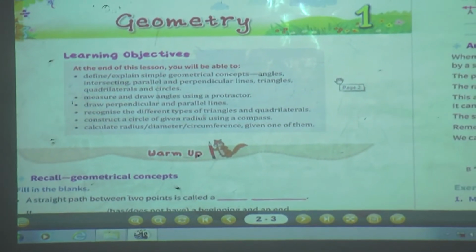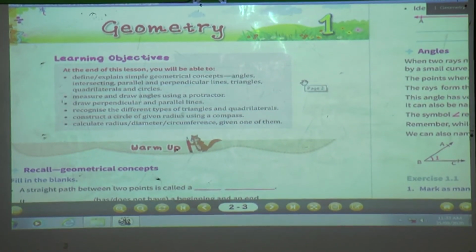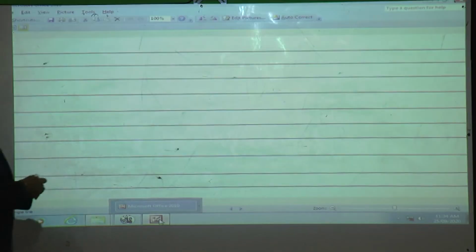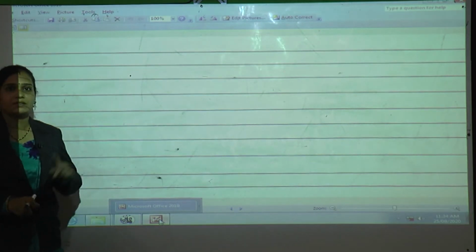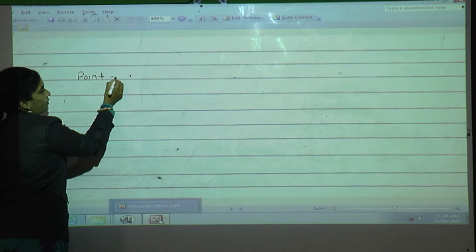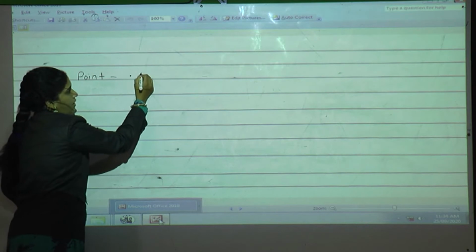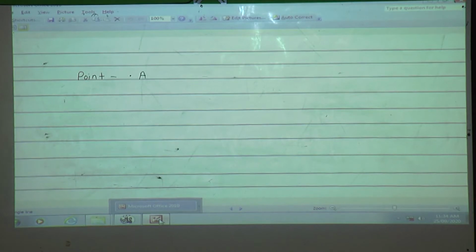In the previous standard you have already studied some geometrical figures such as point, ray, line segment. So students, we will take one recall. Tell me, what is this? Yes, this is a point. It should be denoted by a capital letter, such as point A. A small dot made with a sharp pencil gives you a point.